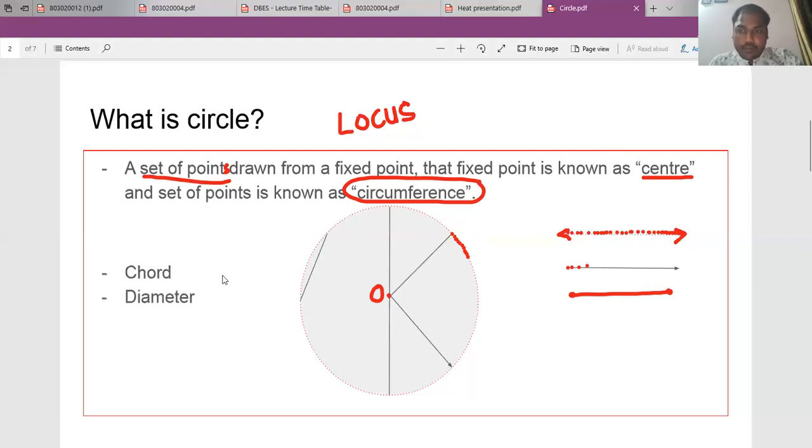Okay, now we will move to the next topic, the chord. If we talk about the chord, before that we will talk about the radius. One more thing that we will discuss is the radius. So if we talk about the radius, try to understand what the word radius means.